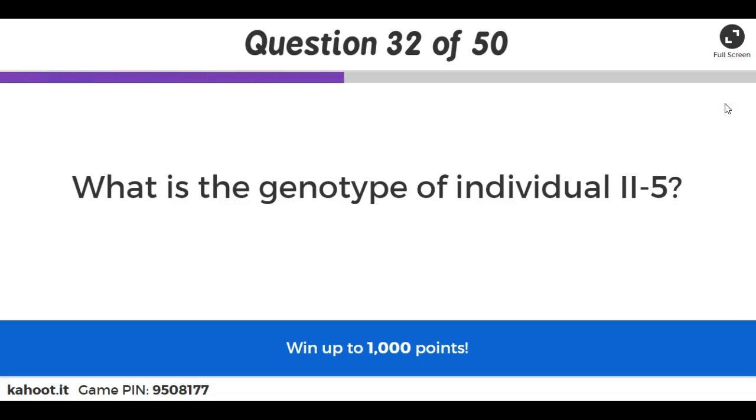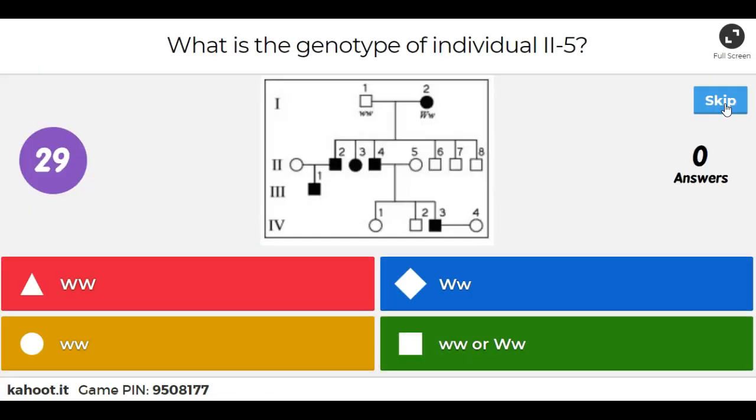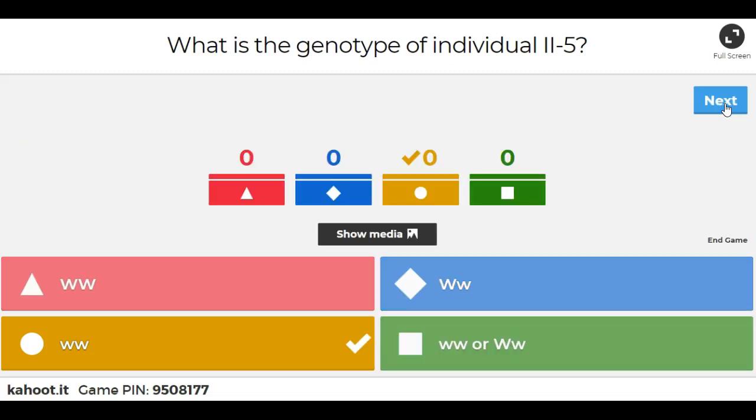What is the genotype of the individual, generation 2, number 5? So we're looking at a pedigree here. And we're given some genotypes in the very first generation. Now you should be able to figure out the genotype of any individual based on the information given. So this individual has to be homozygous recessive.